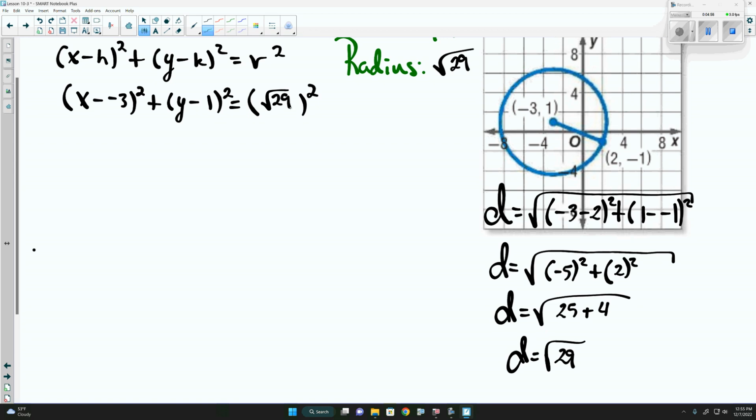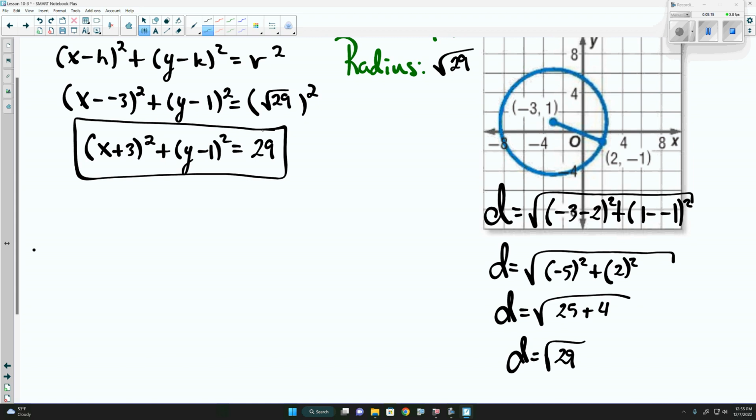We're going to have to do what? We have to square it. So if I leave it as the square root of 29, well, it will simplify. We'll have (x plus 3) squared plus (y minus 1) squared is equal to 29. Because the square root of 29 squared is 29. The square root and square will cancel.